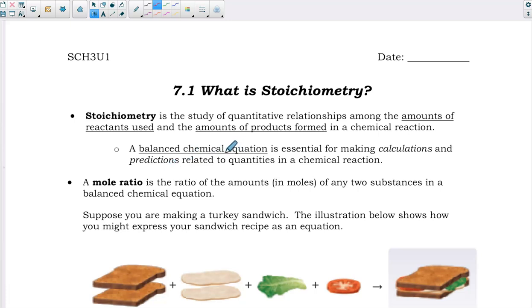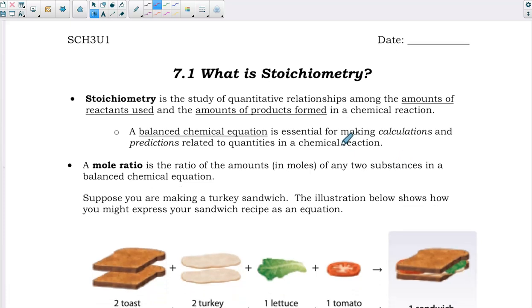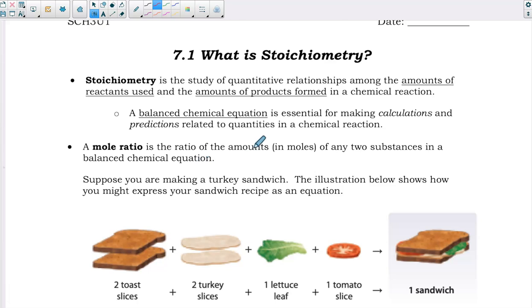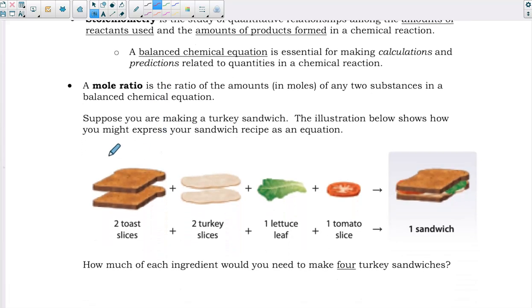A balanced chemical equation is essential for making these calculations and predictions related to these quantities in a chemical reaction. We use the coefficients in the balanced chemical equation as our mole ratios. The mole ratio is the ratio of the amount in moles of any two substances in the balanced chemical equation. Let's take a look at an example of a turkey sandwich.